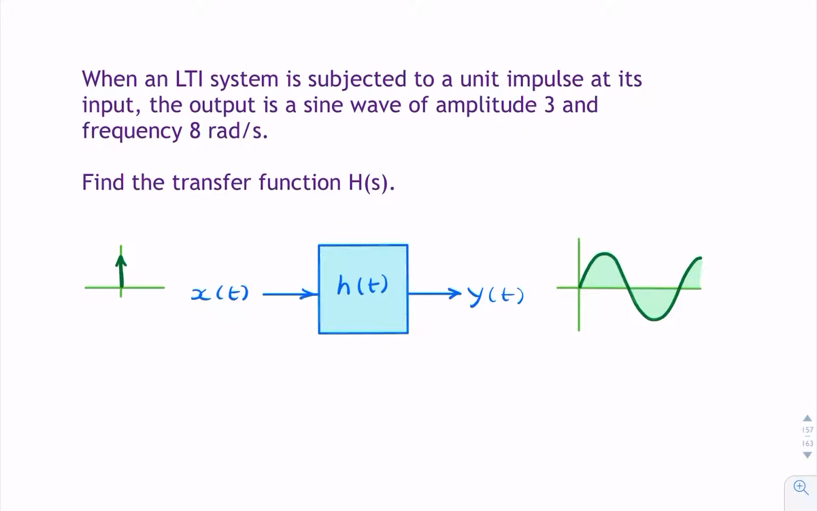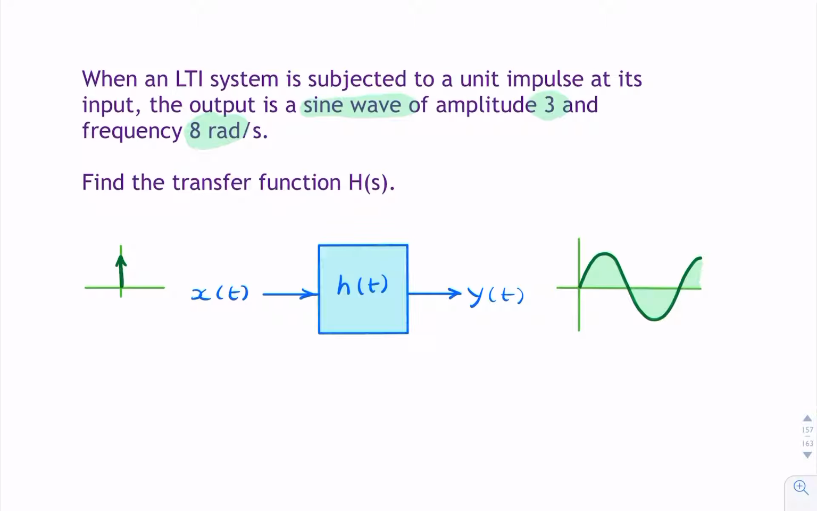In this question, we're given an LTI system and we're told that a unit impulse is applied at the input. So the input is a unit impulse, so we expect the output to be the impulse response. And we're told that the output is a sine wave. We're told the amplitude and the frequency of the sine wave.